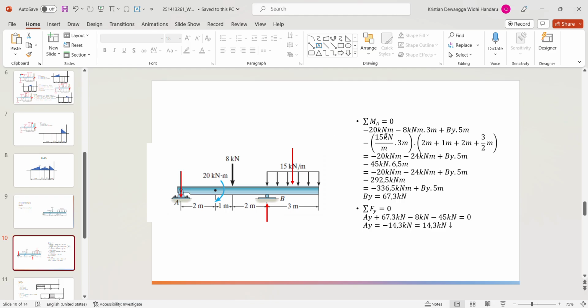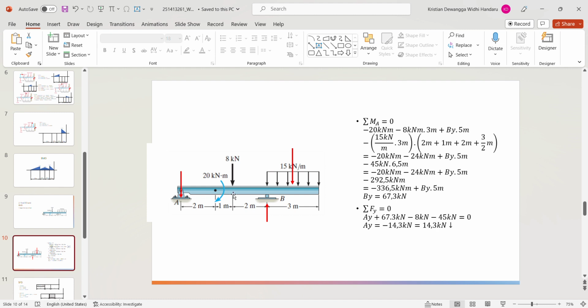And then we're looking for the By. How are we looking for By? With the equation sigma moment A equal to 0, and then we just input this equation into that, and we got By is 67.3 kilonewton going up.